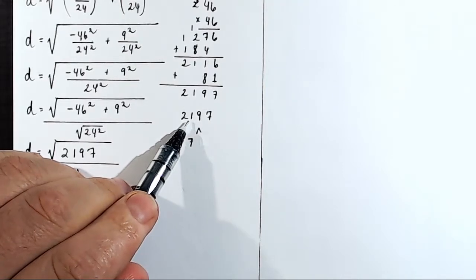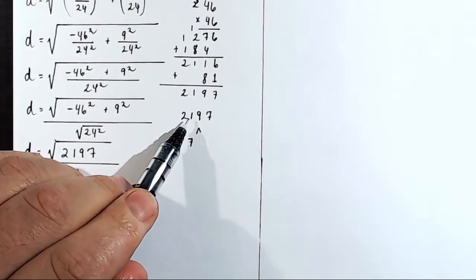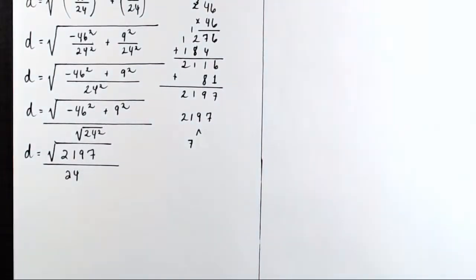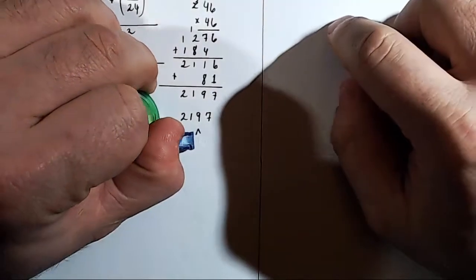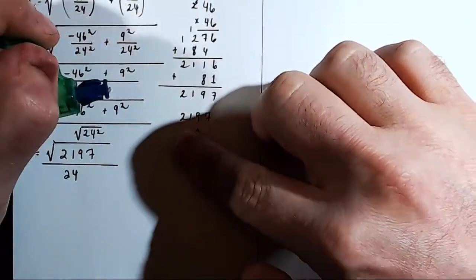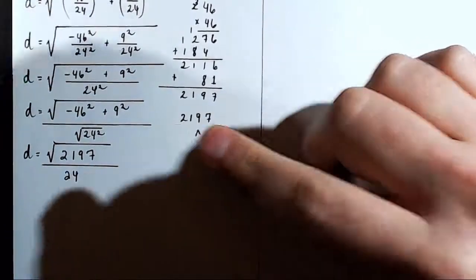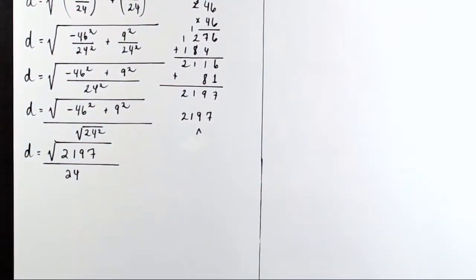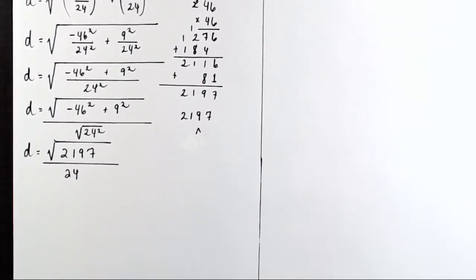So we've got to go on. I don't think it's divisible by 9, but we'll try. 9 goes into 21 twice, carry the 3. 9 goes into 39 4 times, carry the 3. No, it's not divisible by 9. So let's try 13.